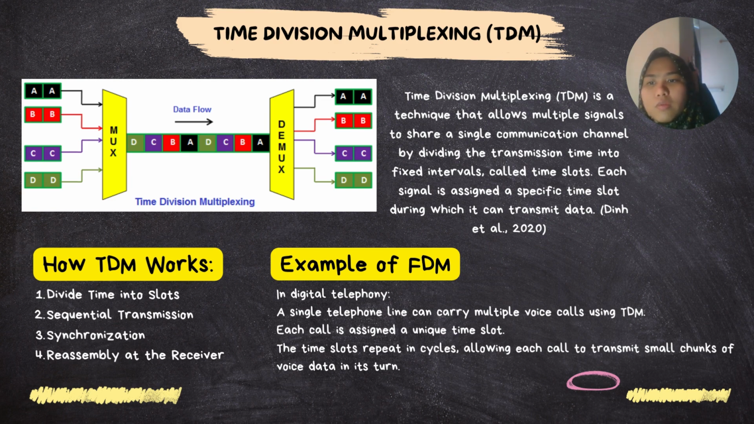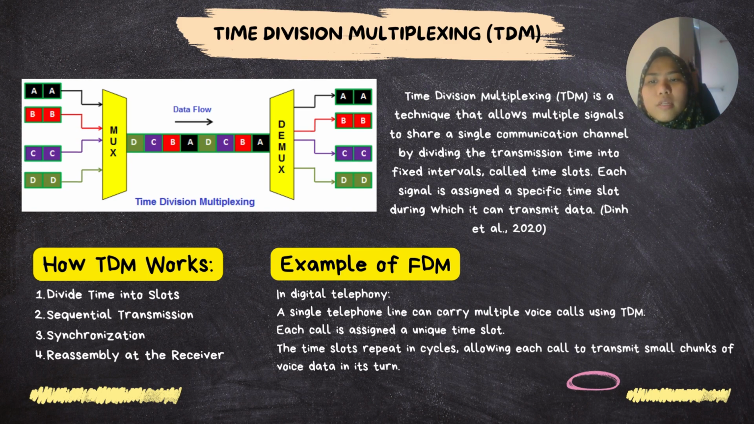And then how it works. First, divide time into slots. The available transmission time is divided into small fixed time intervals called time slots. Each signal gets its own time slot. And then sequential transmission. Signals are transmitted one by one in their assigned time slots. Even though it looks like the signals are being sent simultaneously, they are actually being sent in quick succession.